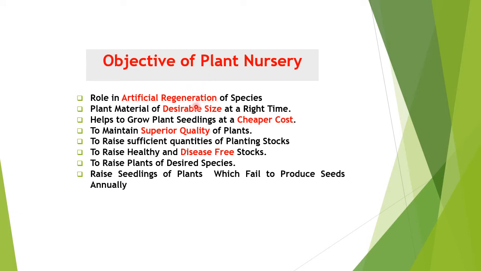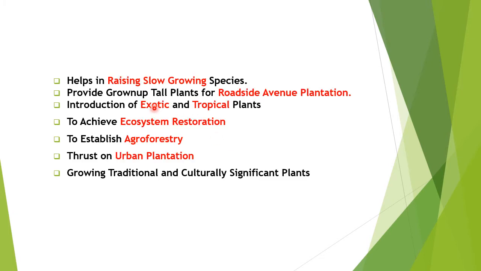Artificial regeneration, desirable size at a right time, superior quality, disease-free, and that bulk quantity, and also helps in raising slow-growing species. Because in field, there will be a competition for those species. Under controlled conditions, under nursery conditions, they will be helped to grow. So that's why we say nursery helps raising slow growing species.